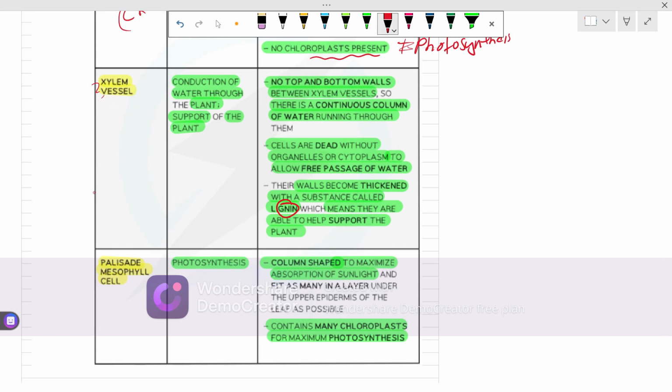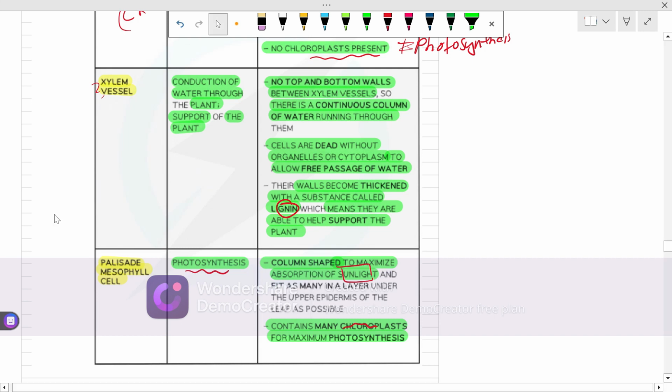The last one is the palisade mesophyll cell. The palisade mesophyll cell's main function is photosynthesis. It's column shaped to maximize absorption of sunlight, and it contains a huge number of chloroplasts for maximum photosynthesis.